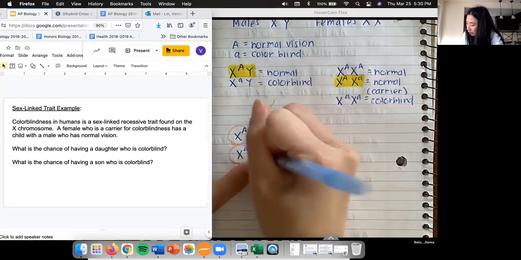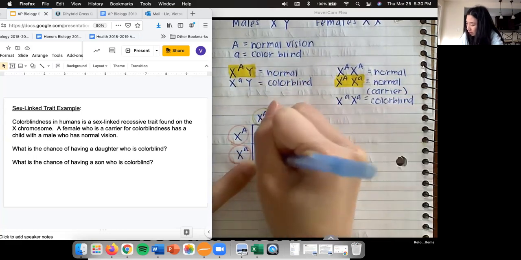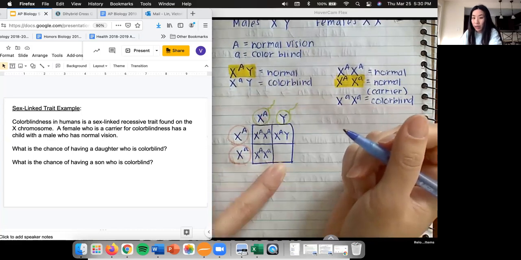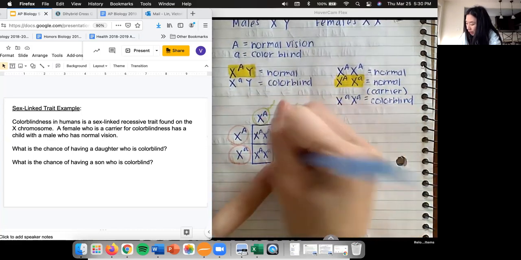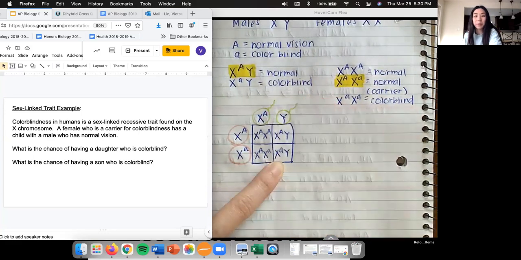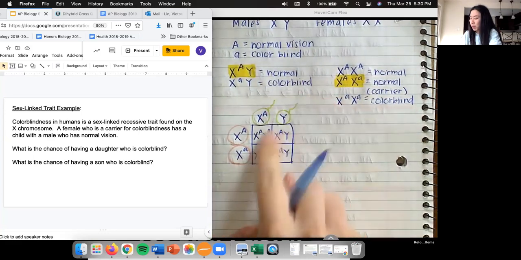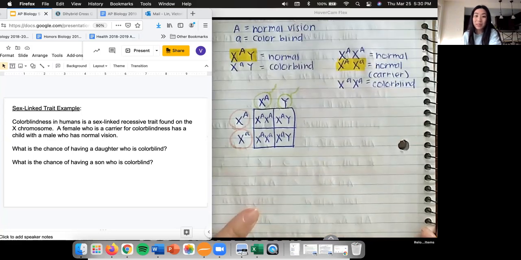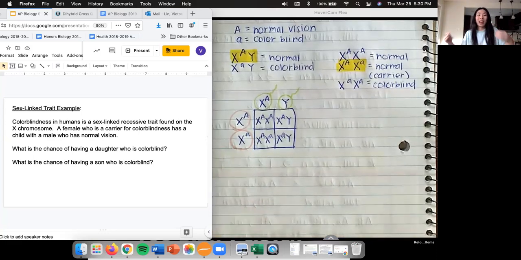This individual, X big A, X little a now. Okay, so this one's going to be heterozygous. And then finally, our last one is going to be X little a, Y. So these are possible offspring. Now, because this is sex linked, you have to divide your results based off of whether you have a daughter or a son. So the first question is, what is the chance of having a daughter who is colorblind?